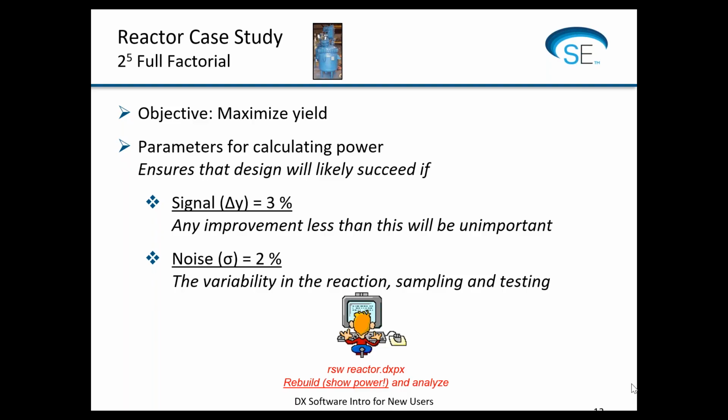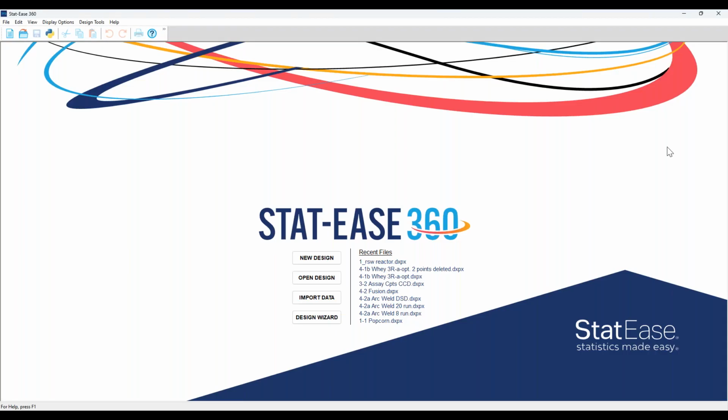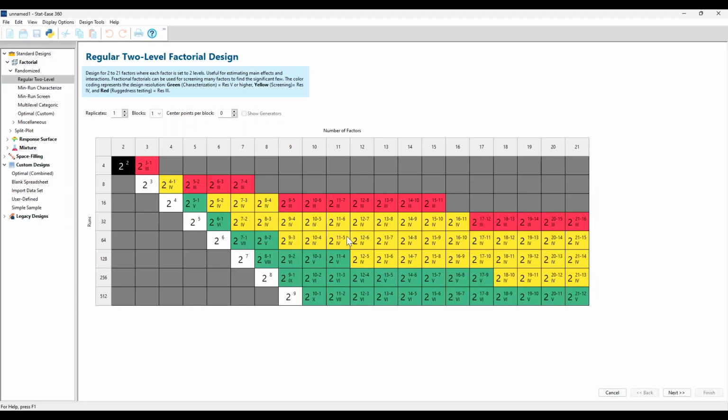So let's open something up here. All right, so here's Statease 360, and Design-Expert looks quite similar. We're going to begin a new design. And here are the regular 2-level factorial designs. So this is the first design that we're going to do. This is our default screen, but notice along the left-hand side there are multiple different design choices that you could pick.